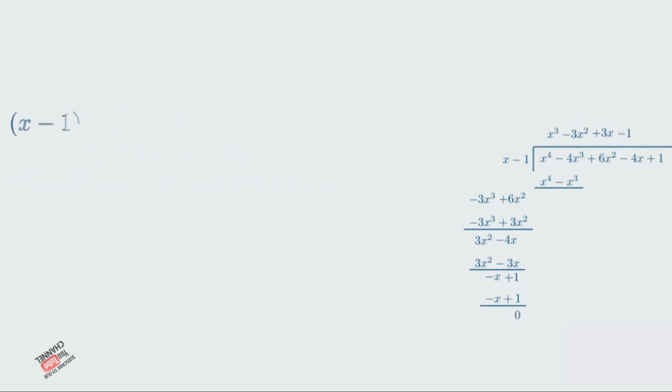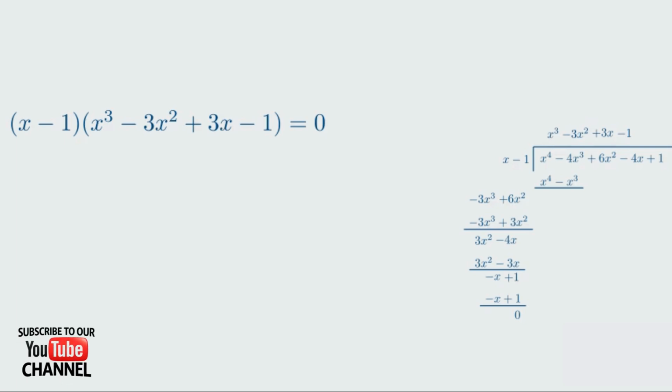So, our original polynomial factors into x minus 1 times the quotient we found, which is x cubed minus 3x squared plus 3x minus 1. The entire expression is equal to 0. Now we need to solve the cubic equation we found. x cubed minus 3x squared plus 3x minus 1 equals 0.